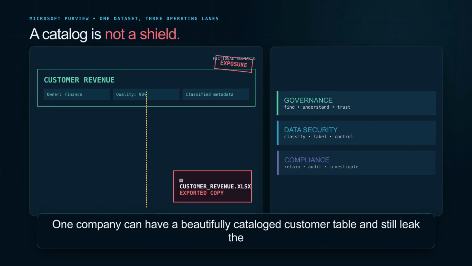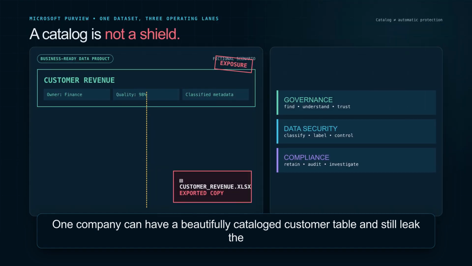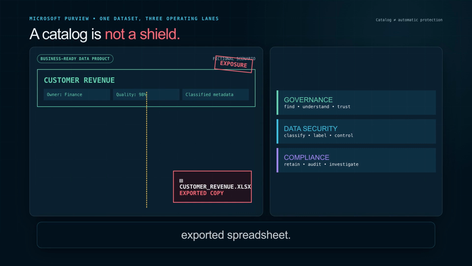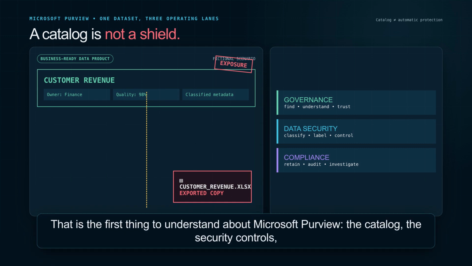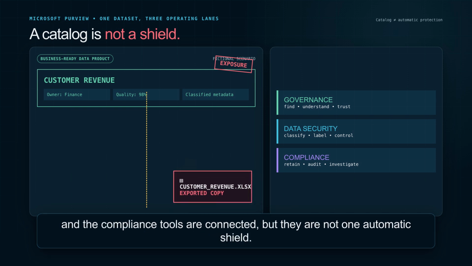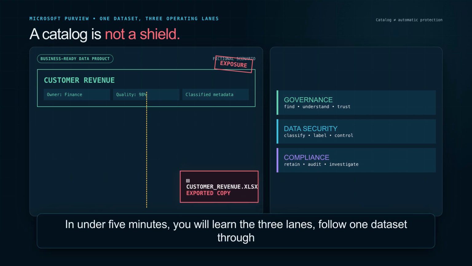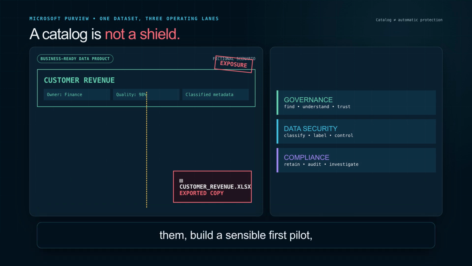One company can have a beautifully cataloged customer table and still leak the exported spreadsheet. That is the first thing to understand about Microsoft Purview. The catalog, the security controls, and the compliance tools are connected, but they are not one automatic shield. In under 5 minutes, you will learn the 3 lanes. Follow one dataset through them, build a sensible first pilot, and avoid the licensing and permission traps.